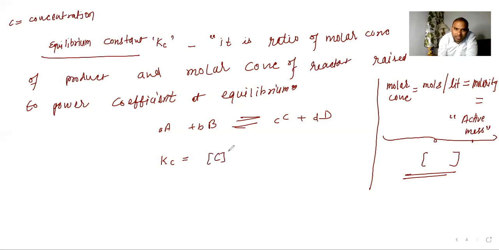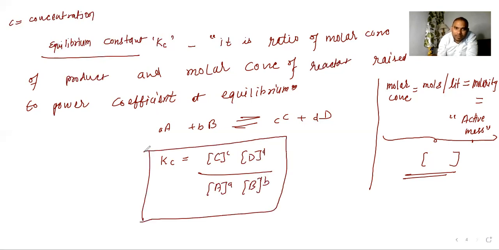C is there, C power C, and that is what we have to take, the product. So this is going to be D power D divided by A power A and B power B. So this is the equilibrium concentration. Between these two, what is there? Nothing is there, means this is the product.